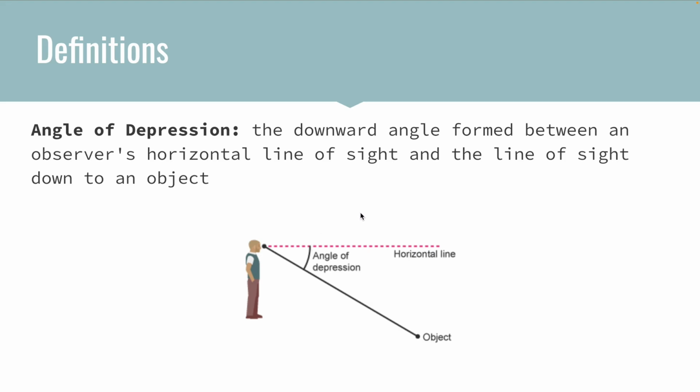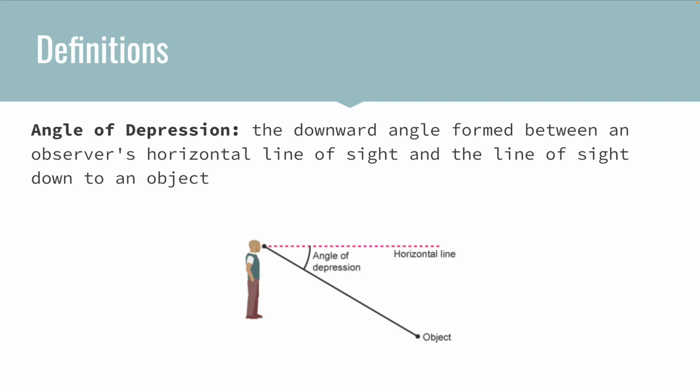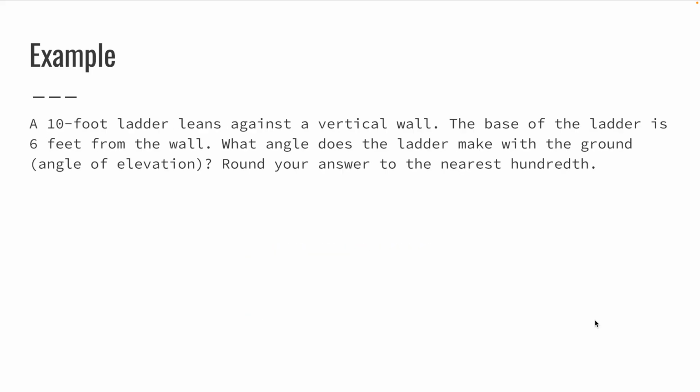The key thing to remember is both the angle of depression and the angle of elevation start from a horizontal line and go up or down. Okay, so it doesn't start from an angle to a vertical line. It starts from the horizontal line down to the line of sight to the object. So keeping that in mind, let's look at some word problems. A 10-foot ladder leans against a vertical wall. The base of the ladder is 6 feet from the wall.